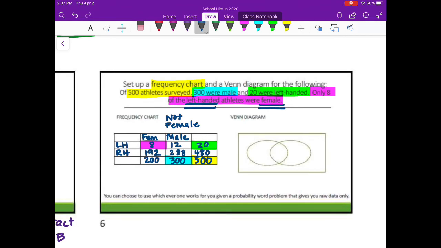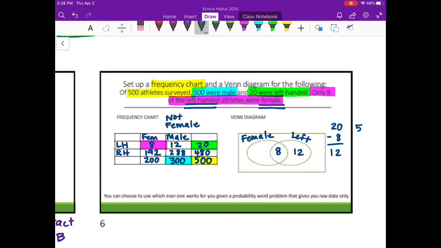So now I'm going to fill in my Venn diagram in a similar manner. The overlap was left-handed and female. I'll put the overlap in the middle. They didn't give us the number of females, so we'll start with left-handed. There were 20 left-handed athletes and 8 are in the overlap, leaving 12 that are left-handed but not female.